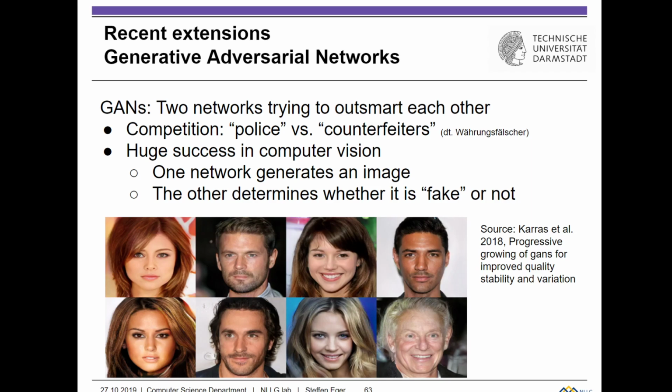So you induce a competition situation where one network is generating something, like an image, and then the other neural network has to decide whether this is a real image or a generated image. Like, is it an image that has been photographing a real human, or is it a made up, fake human? And you can imagine these two networks are like two adversaries that compete against each other, like police versus counterfeiters, where counterfeiters are in German Währungsfälscher.